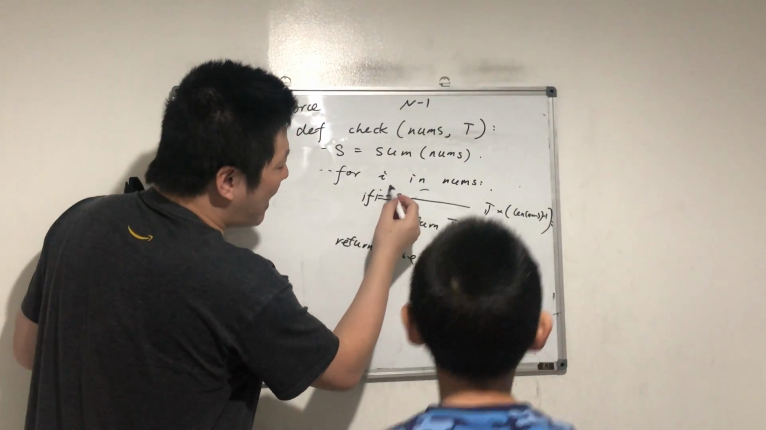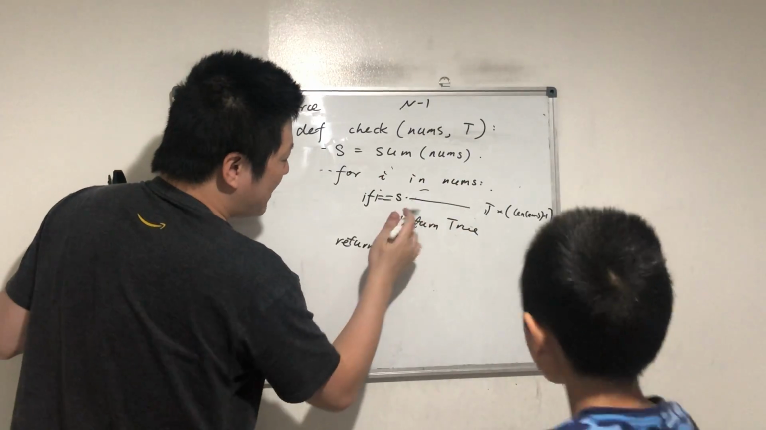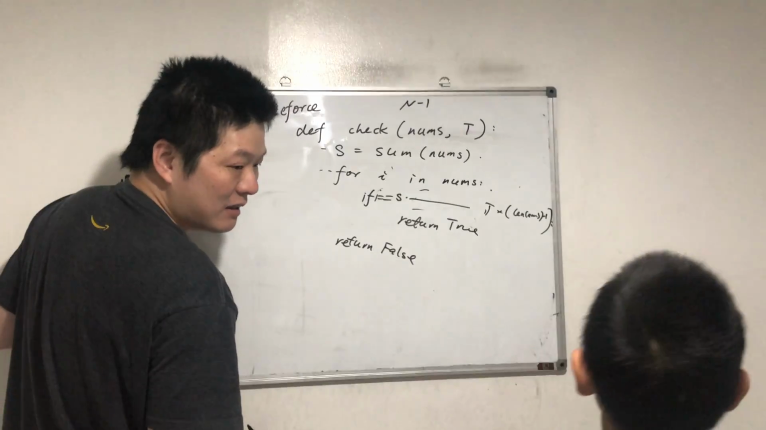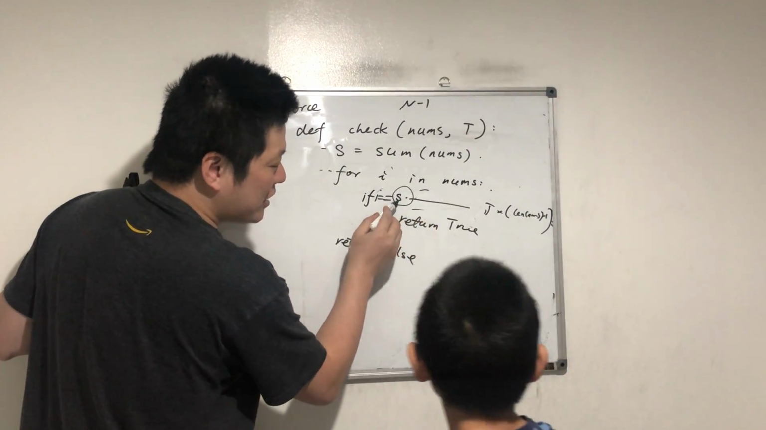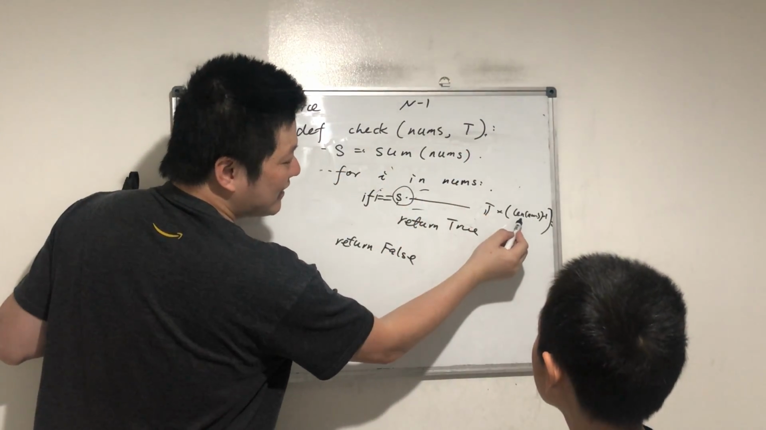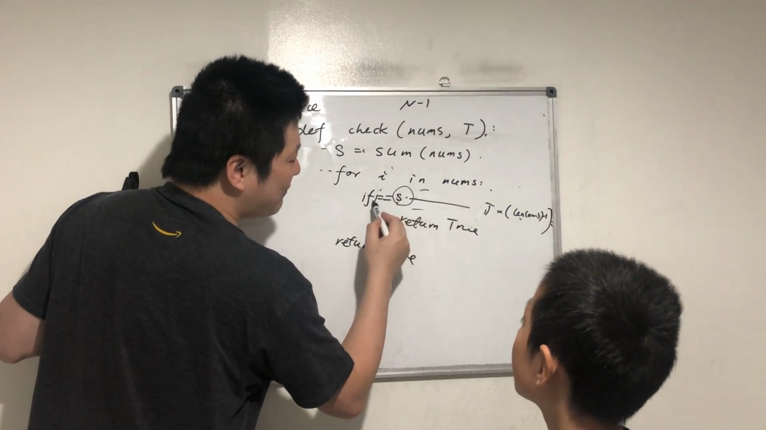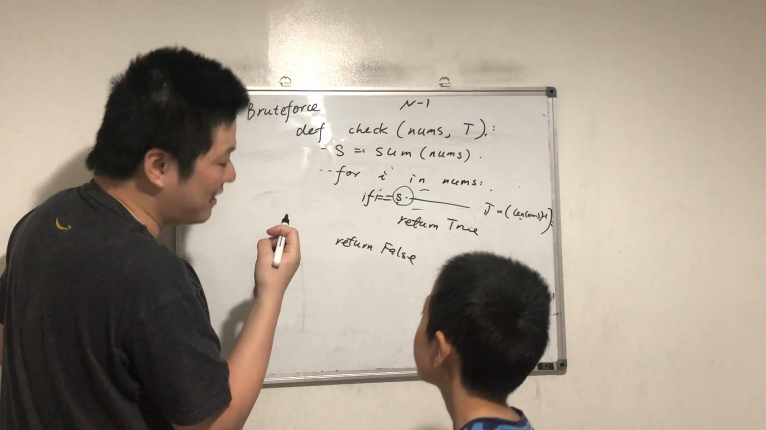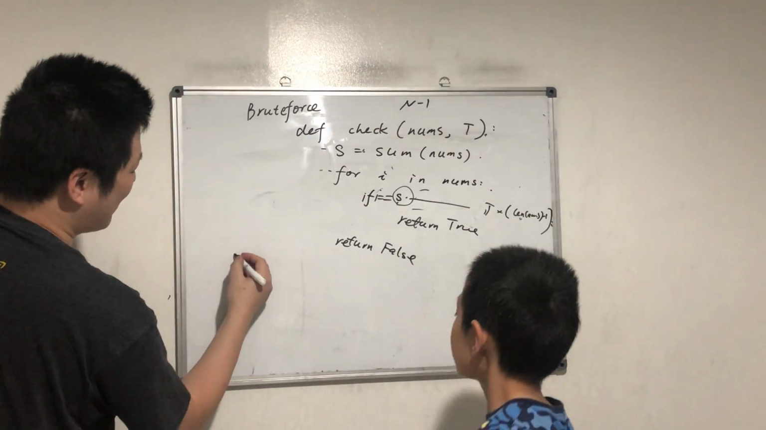So we want to find out, for i in numbers, if i equals something, right? Look, is this changing? s is not changing, we already know it. t is not changing. So if i is something, it is already known. So what does it mean? We can do this one thing.